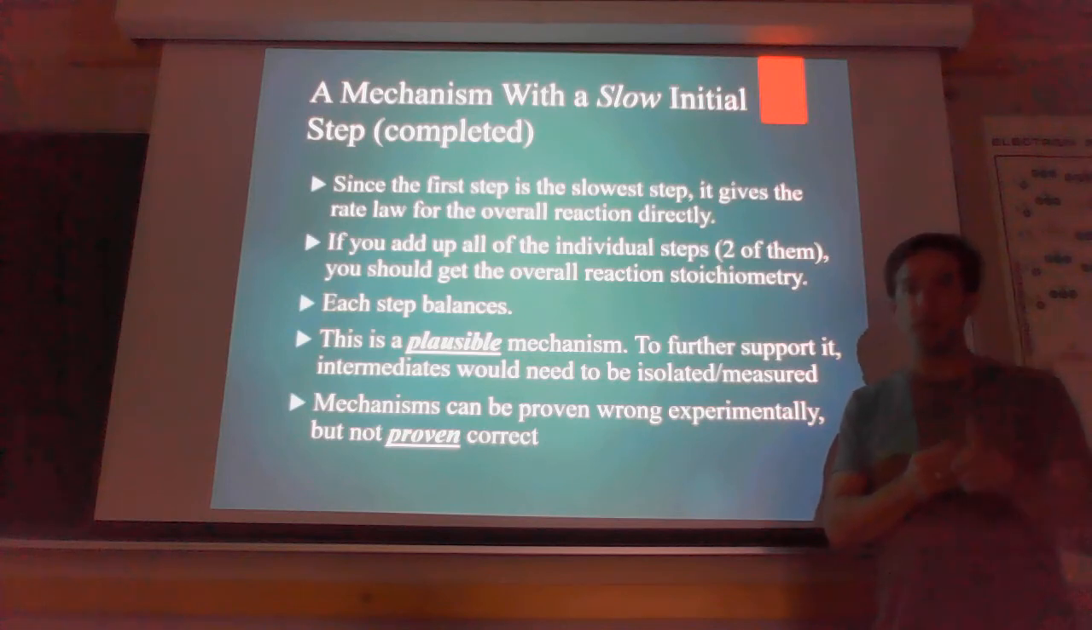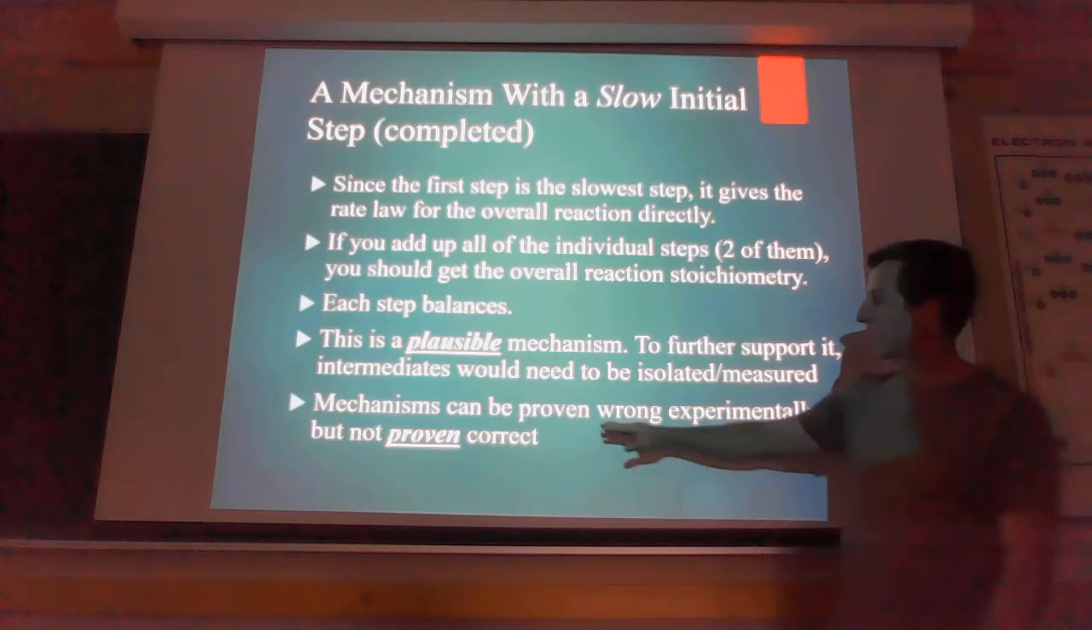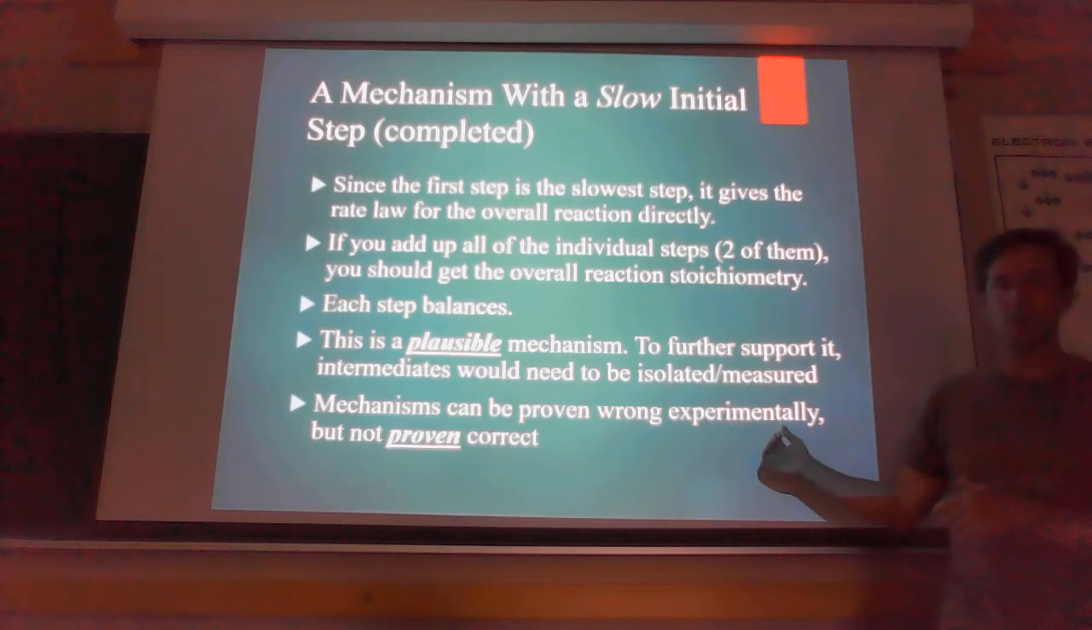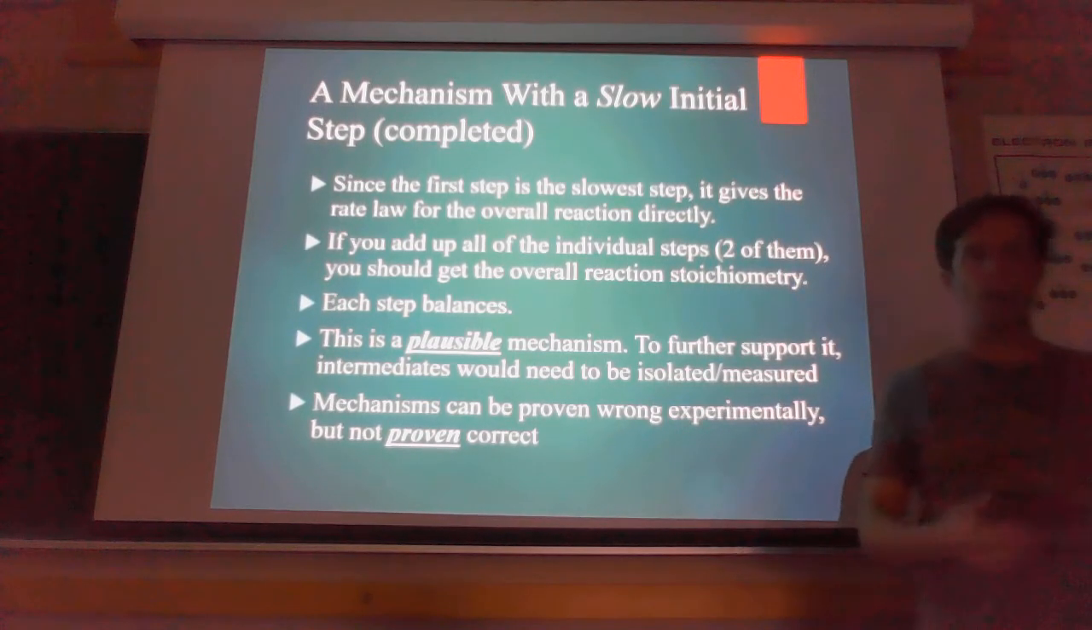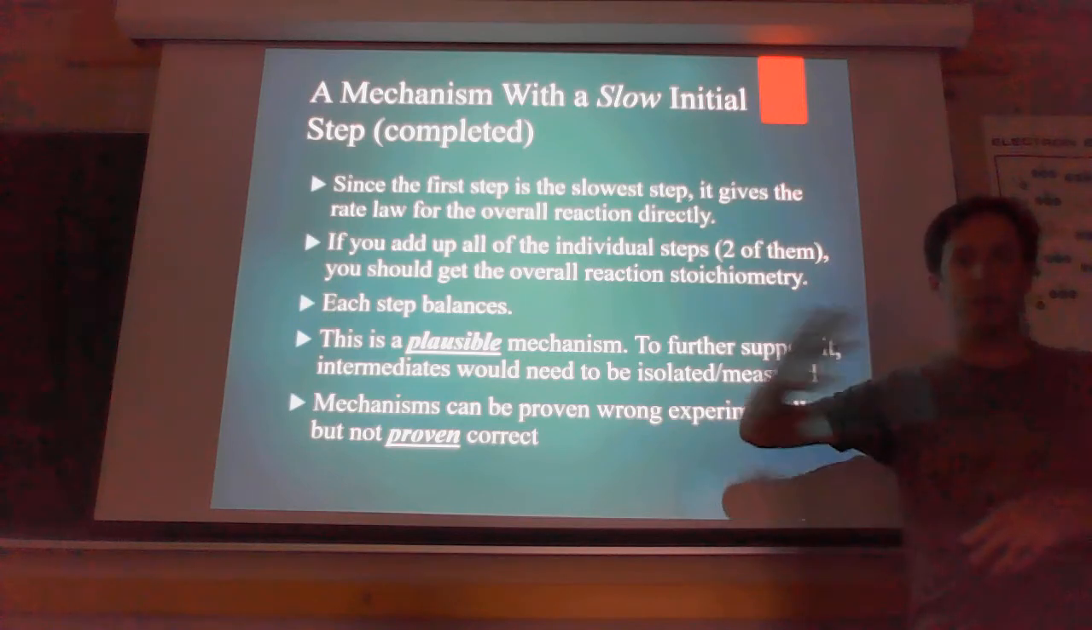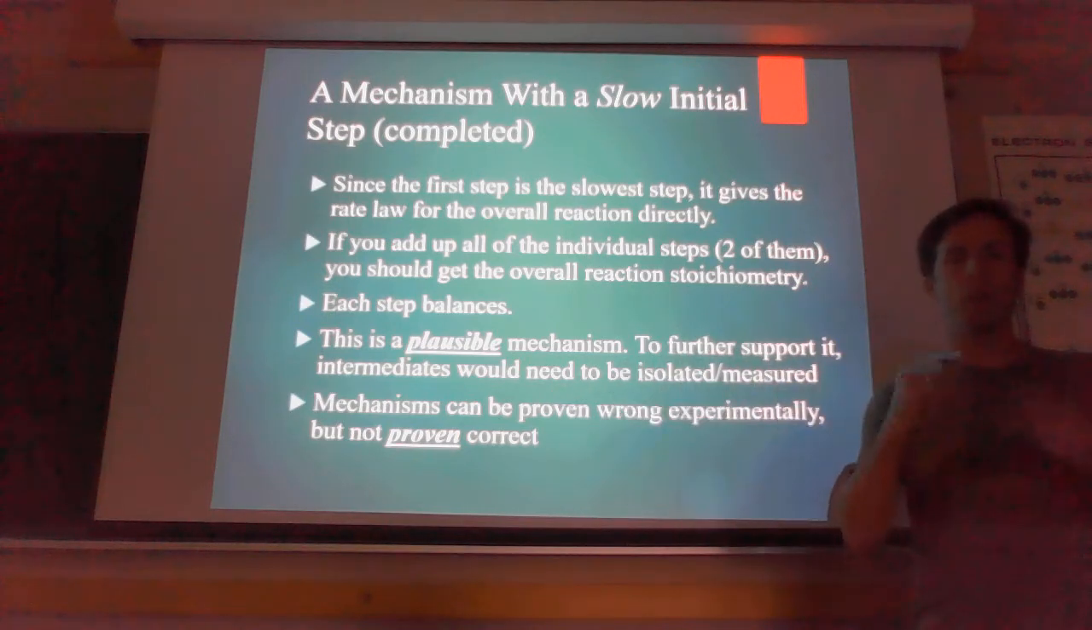On the other hand, though, there are things we can do to prove a mechanism wrong. It's easy to prove a mechanism wrong. That happens every day around the world. Their reactions are being studied. They come up with a mechanism that they think might be right. They do some studies about it. They realize it's wrong, and then you throw it out. Then you have to come up with a new mechanism.